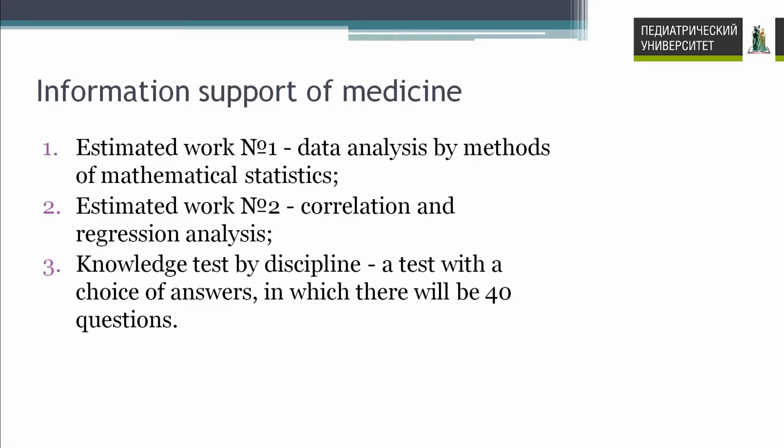Further, in the third lesson, we will carry out the second settlement work. The name of this work is Elements of Correlation and Regression Analysis. In this calculation work, we will check the relationship between two related quantities. The data for performing the work will be given to you in practical classes. And the final lesson for this course is a test of your knowledge, which includes 40 multiple choice questions.